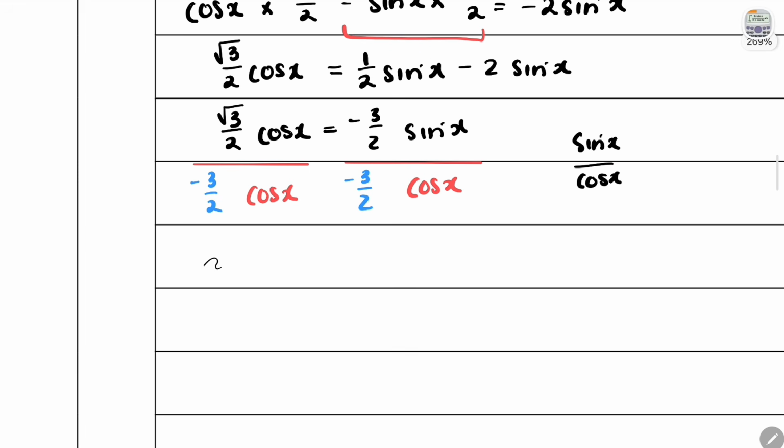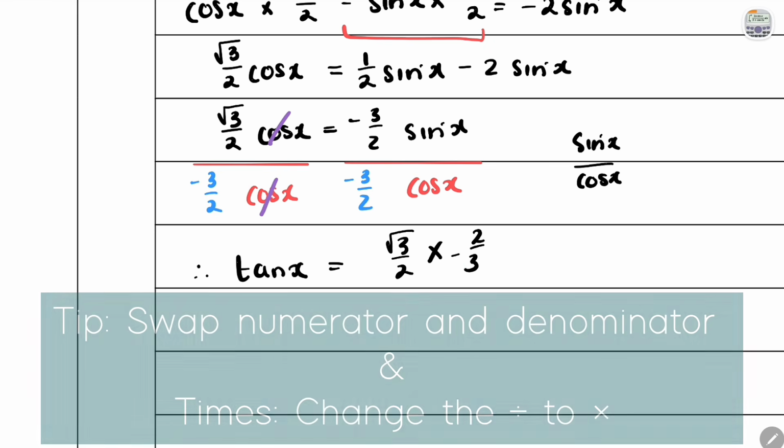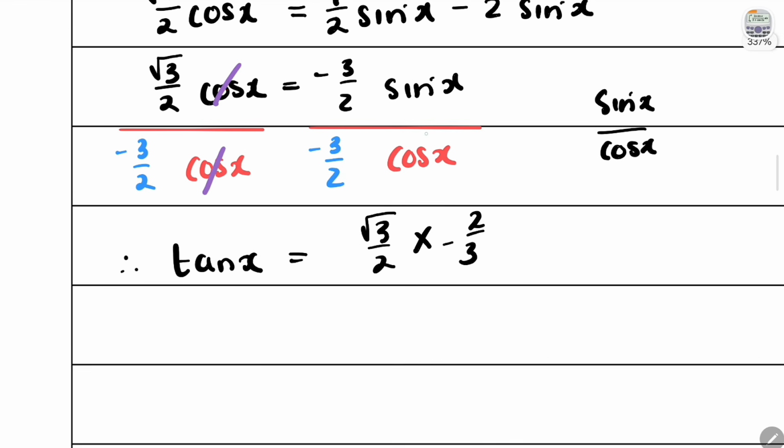And now what do we have? So simplifying all of this, these two cancel. So that simplifies to tan x. And this is equal to, here the cos x cancels. And what is the square root of 3 over 2 divided by negative 3 over 2? You can use keep, flip, and times. So we will swap the numerator and denominator and then change the division to a multiplication. You see here that diagonally 2 and 2 would cancel, and you're just left with the square root of 3 over negative 3. So that is negative root 3 over 3.